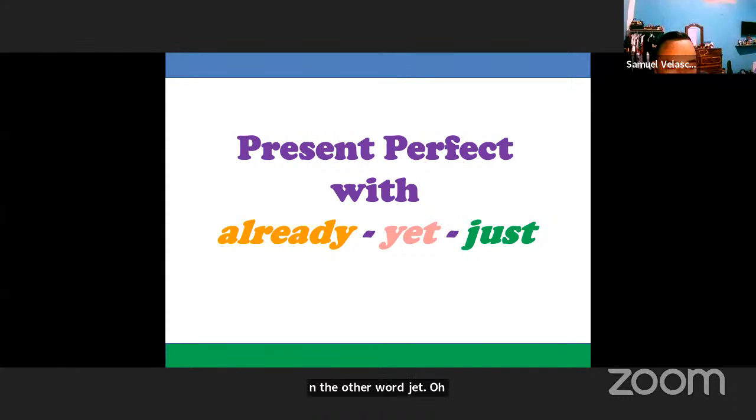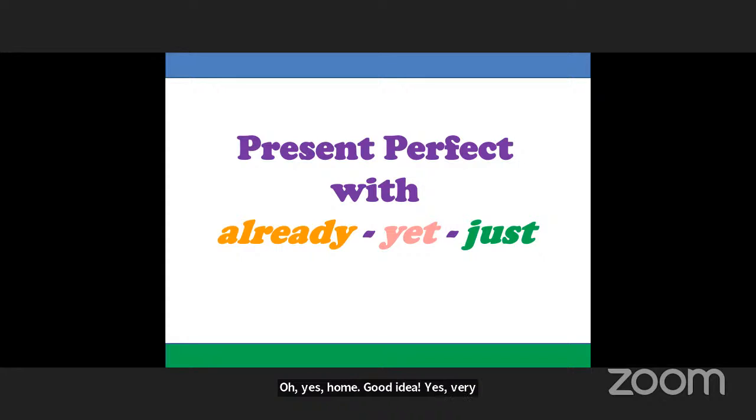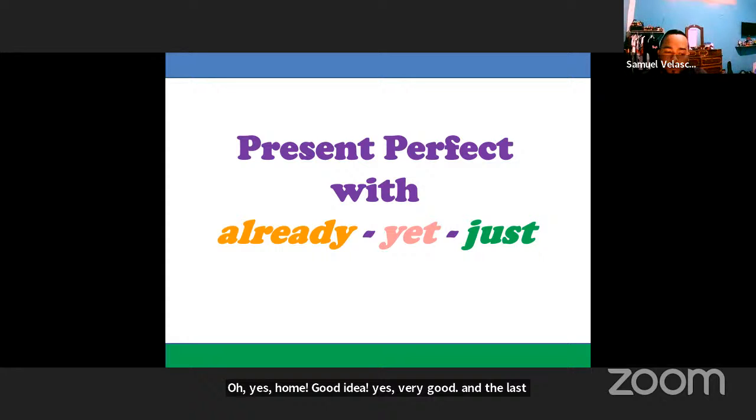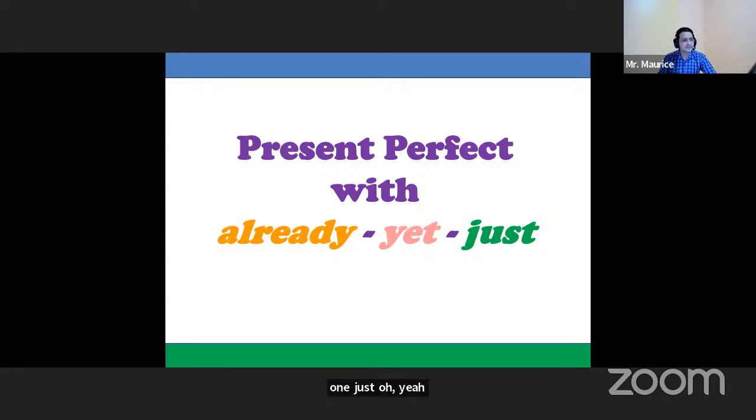Okay, so let's move on to the other word, yet. Yes, aún, todavía. Very good. And the last one, just. Solo. Yes, I heard someone say the good definition of this one.